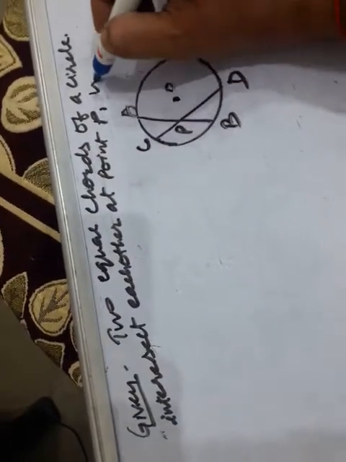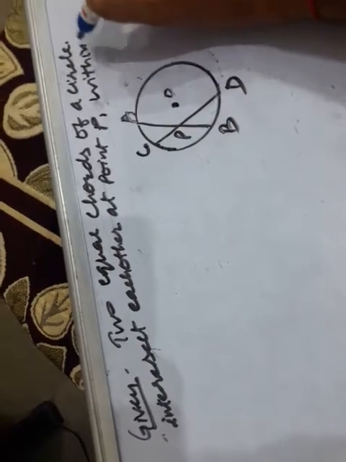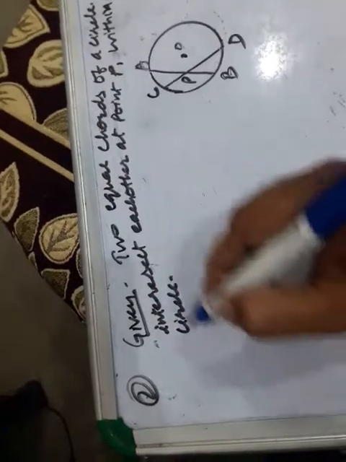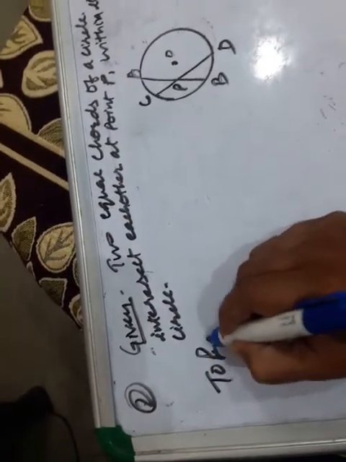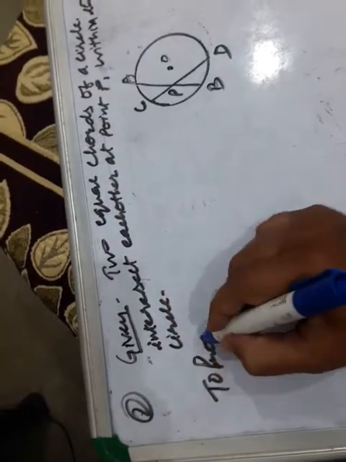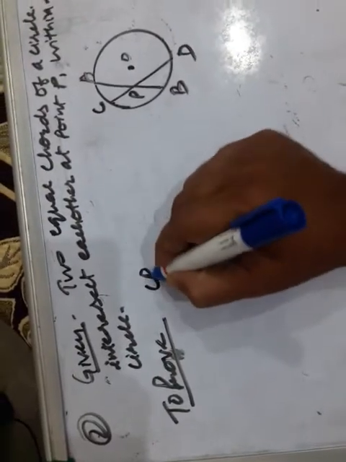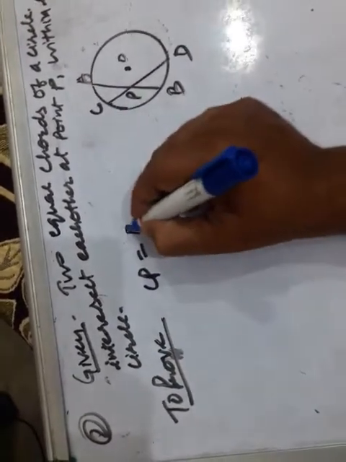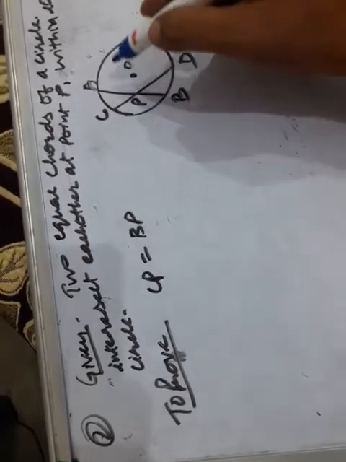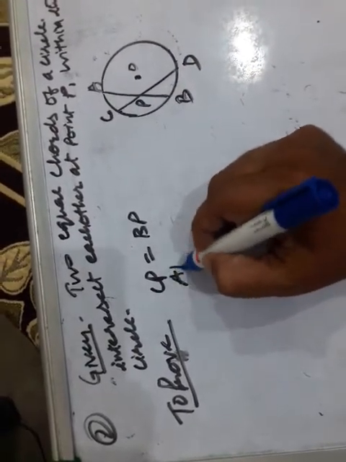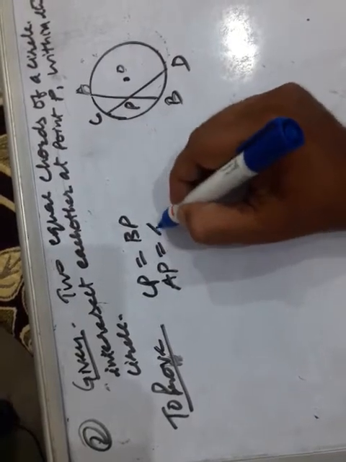Intersect each other at point P within the circle. That is given in the question. Within means inside the circle. Okay, children, what we have to prove? We have to prove that the segments of one chord are equal to the corresponding segments of the other chord. Segment means piece: CP equal to BP, clear, and AP equal to DP. Clear, children? This we have to prove.